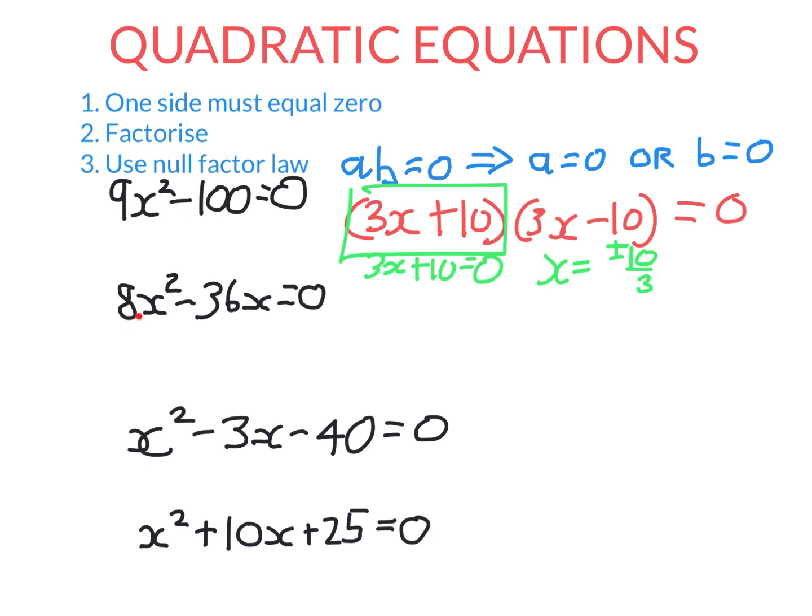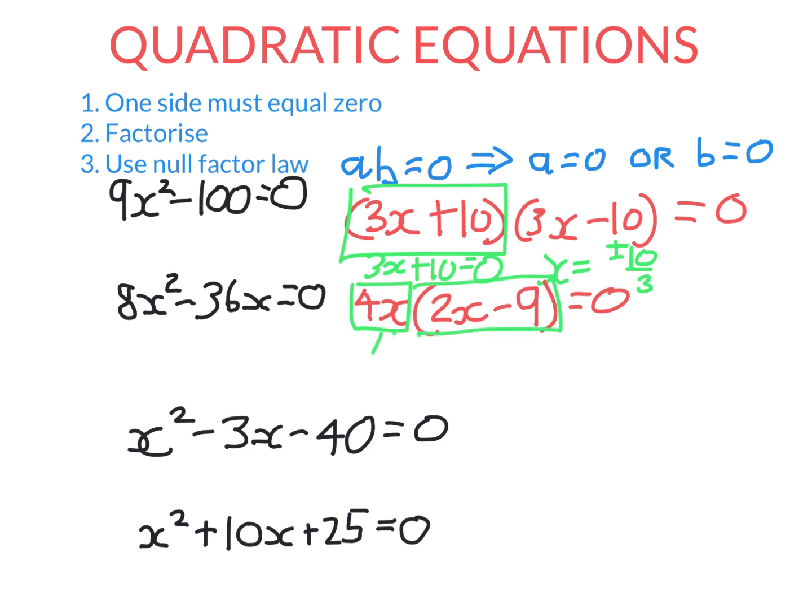All right, let's look at this one. 8x squared minus 36x equals 0. So one side 0, step one's done. Step two, we're going to factorize. This is another binomial, but this time they have a common factor. So we take out the common factor. So what do I times by 4x to get 8x squared? It is 2x. What do you times by 4x to get negative 36x? Well, that's negative 9.